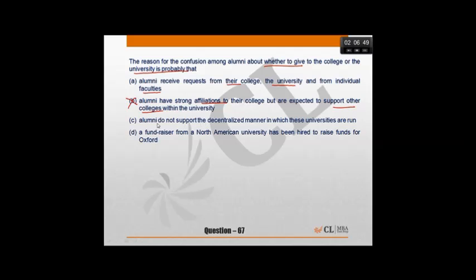Alumni do not support the decentralized, they are confused, they do not support has not come in. Their strong affiliation to own colleges is definitely there, but they do not support decentralized manner is not something I would go with. A fundraiser from a North American university has been hired. No, this cannot be the answer. Yeah, the correct answer has to be choice A.